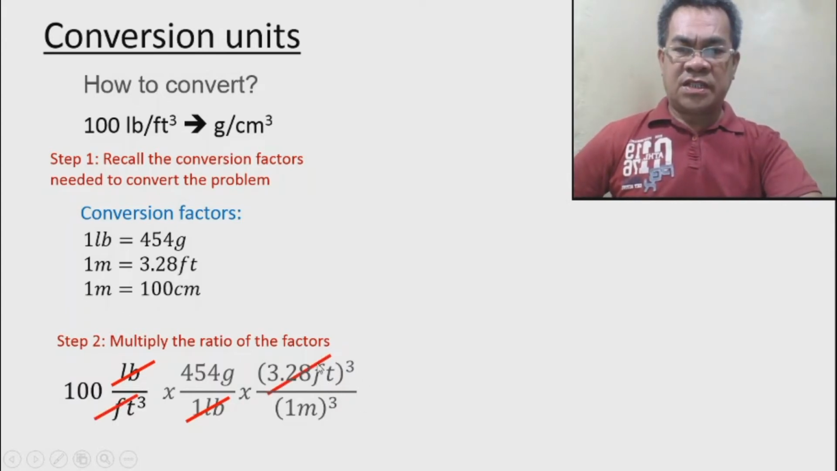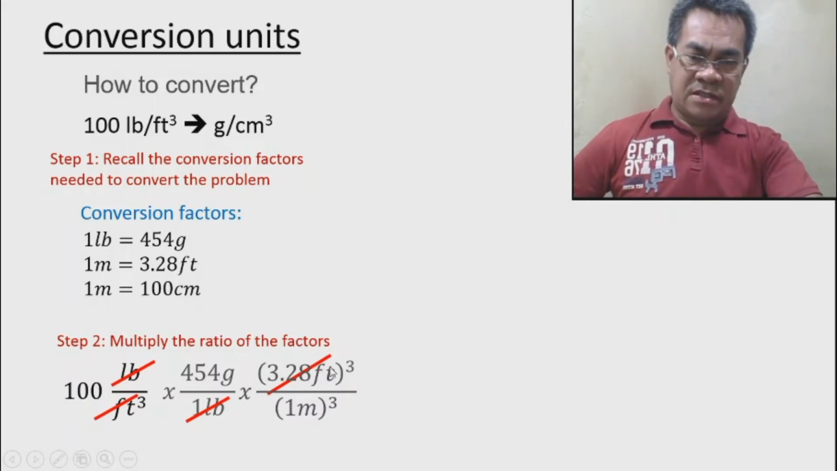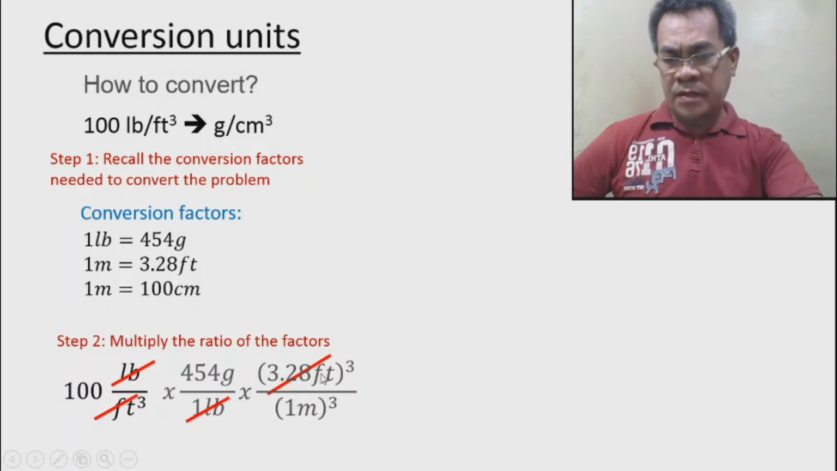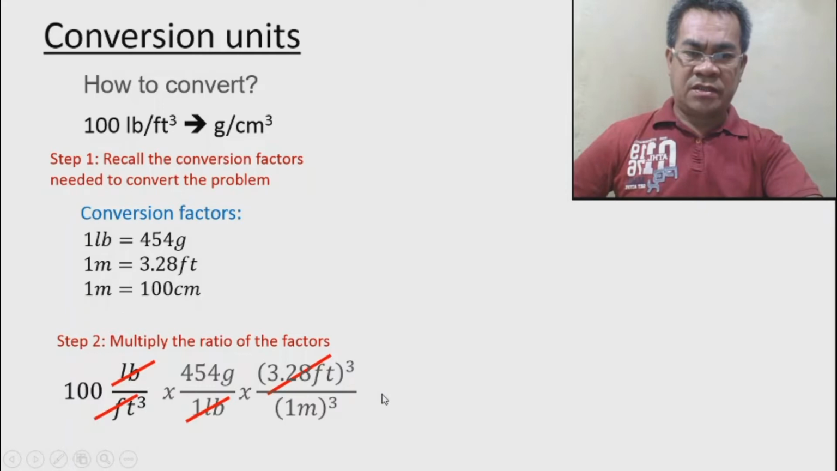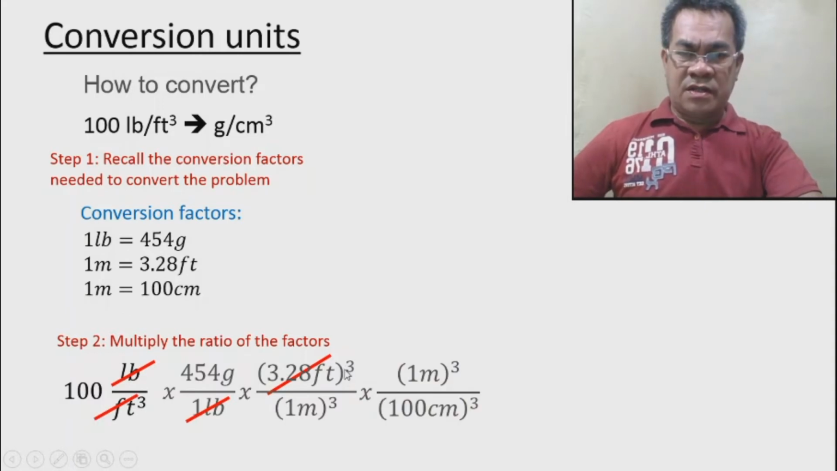So then you can cancel the feet cubed, but you cannot cancel the number. The number is 3.28 raised to 3, so this is still the number. The feet cubed will be cancelled, but we still have the 3.28 cubed. Then, converted to meter, then meter to centimeter.